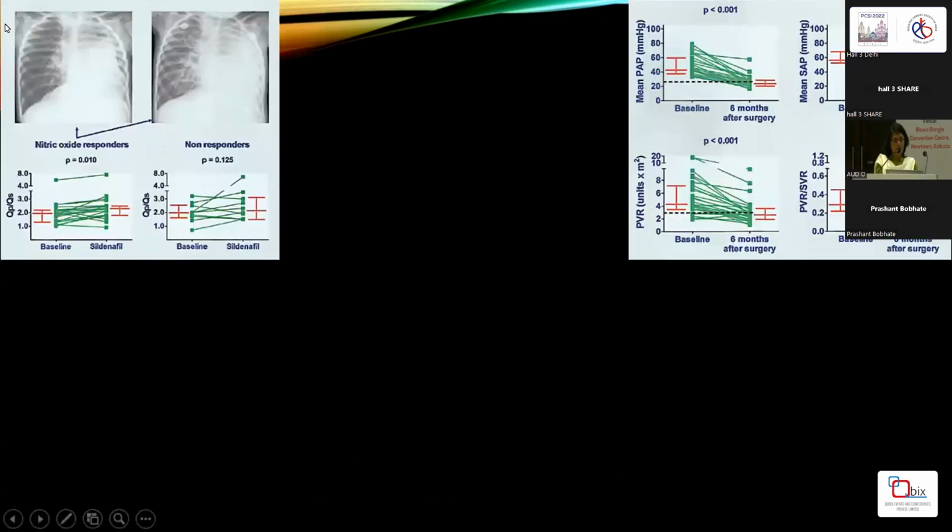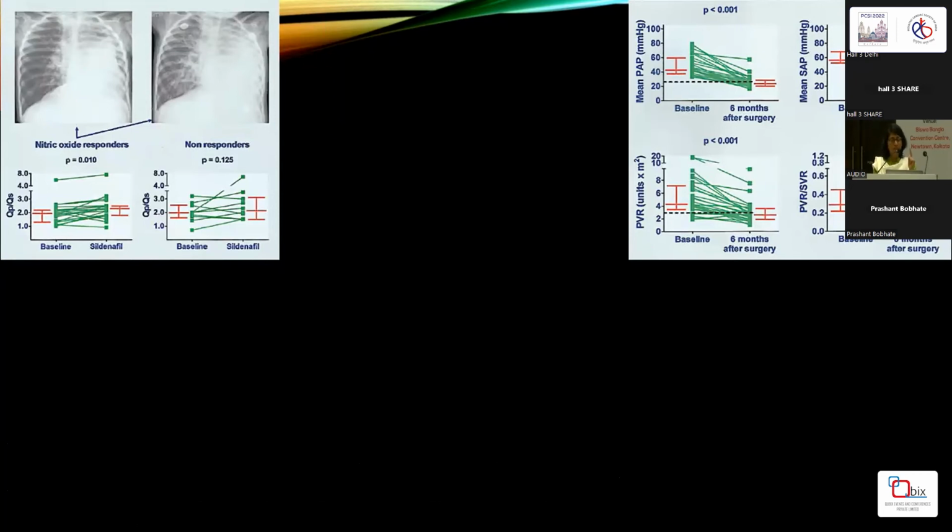This image on the top shows you the effect of sildenafil. Just after 2 weeks of sildenafil, one of the patients developed a significant degree of pulmonary vascular congestion and was taken up for surgery. What they found in the early results was they had 3 patients who died and 1 patient who had to go on ECMO.